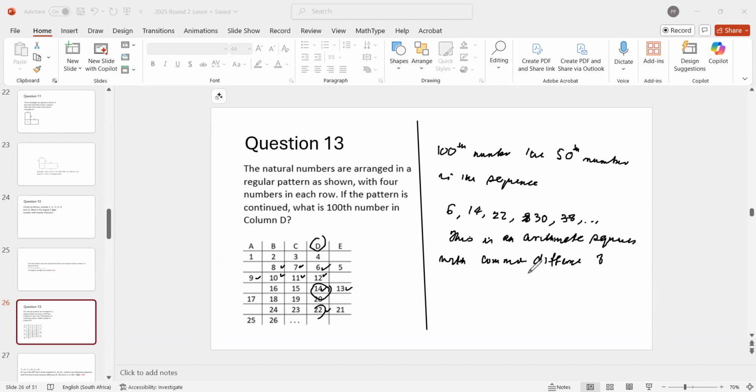Now, you have to look at the theory on this. There's a whole section on arithmetic sequences. And the formula for the nth term. The nth term of an arithmetic sequence is a plus (n minus 1) d. That's the formula where a is the first term and d is the common difference.